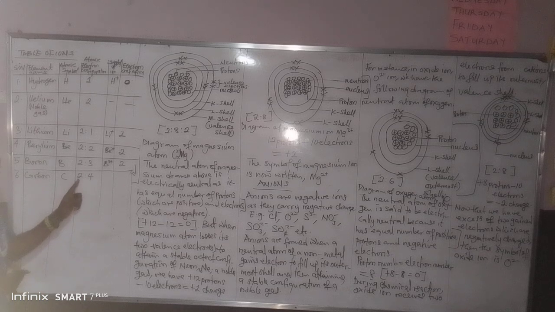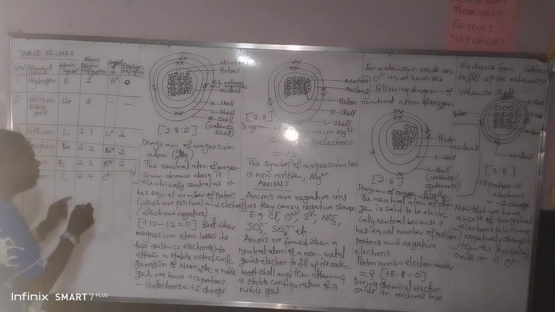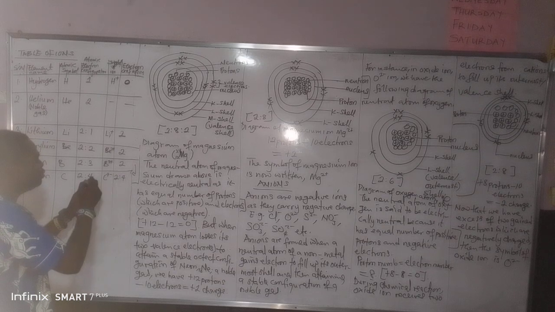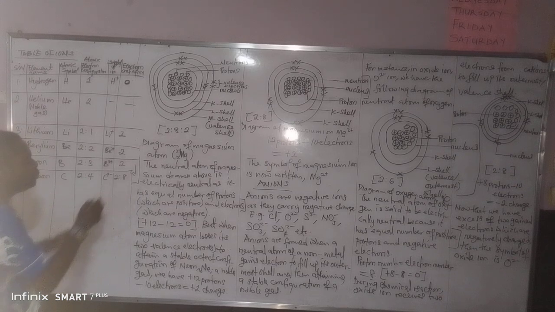And this is K shell, this is L shell. L shell can carry maximum of 8. And half of 8 is 4. From 4 upward, they begin to form negative ion. So this one will now be C4 minus. What does this minus mean? It means that before it used to be 2 to 4, but it has now added 4 to this 4, to now become 2 to 8, looking like neon. That's 8 plus 2, 10. So that's a noble gas.